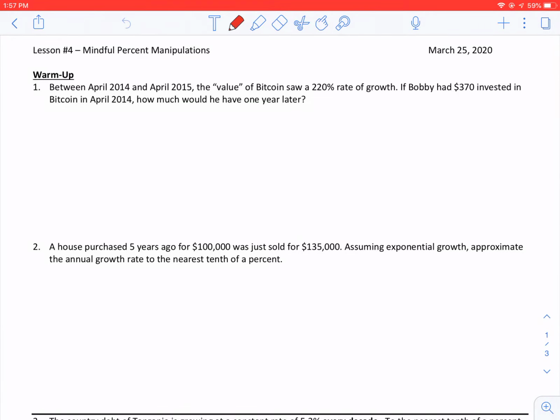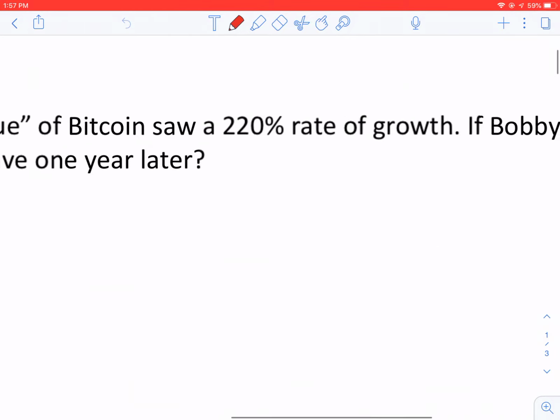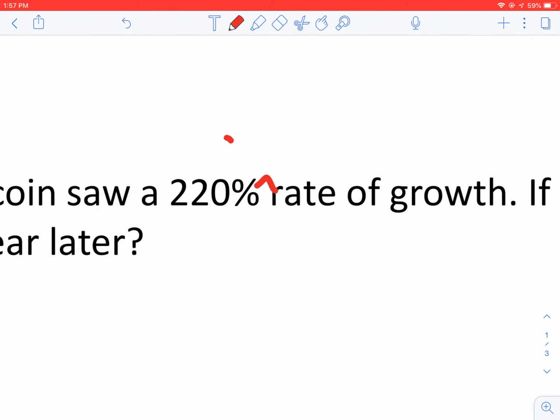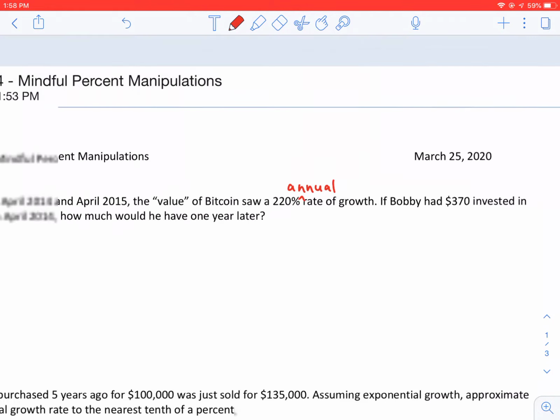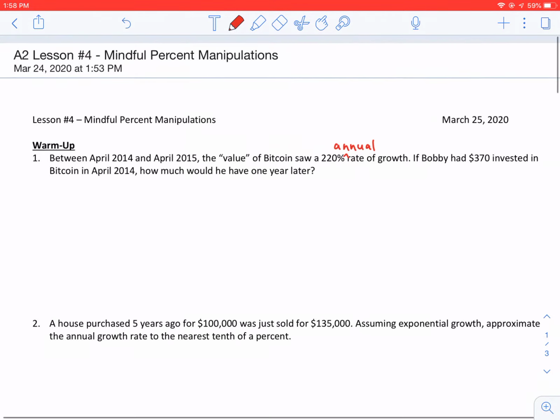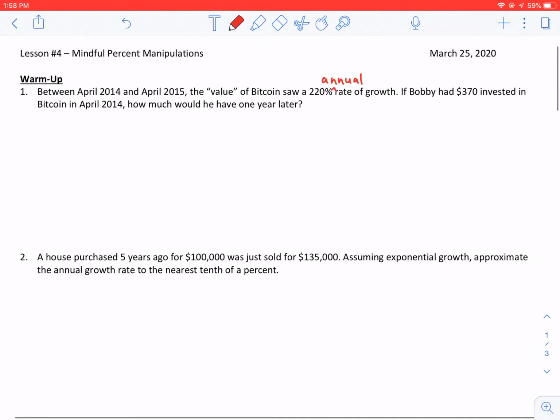Okay guys, today we're going to be doing mindful percent manipulations. This warm-up should say 220% annual rate of growth, right? If they don't specify, you're going to assume it's an annual rate of growth because that's the standard, right?